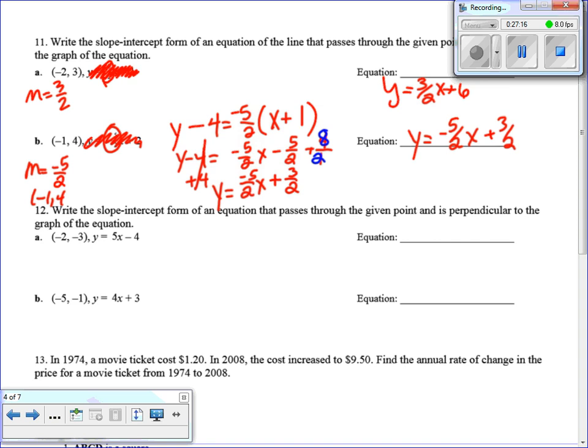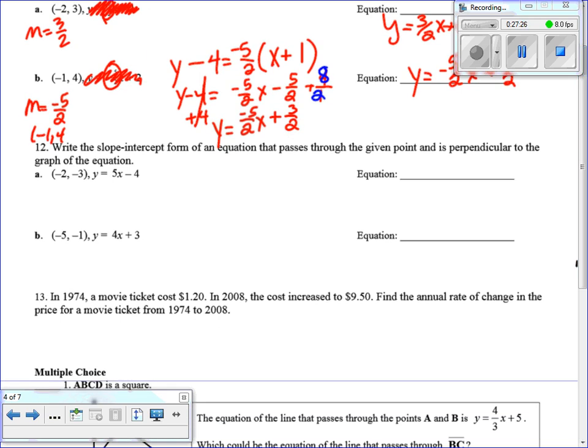Okay, 12. Write the slope-intercept form of an equation that passes through the point given and is perpendicular to the graph of the equation. So our graph is y equals 5x minus 4. We know that the slope that's perpendicular to that would be the opposite reciprocal of 5, which would be negative 1/5. I have my slope. I don't need to look at this line anymore. Put it in point slope form. So we'll have y plus 3 is equal to negative 1/5, x plus 2. Y plus 3 is equal to negative 1/5 x minus 2 over 5.